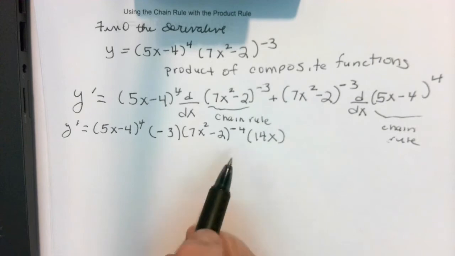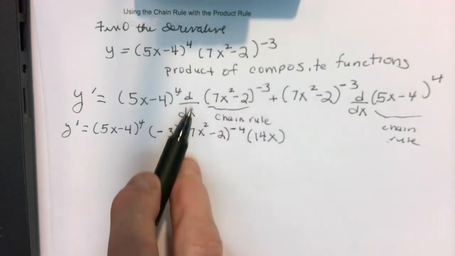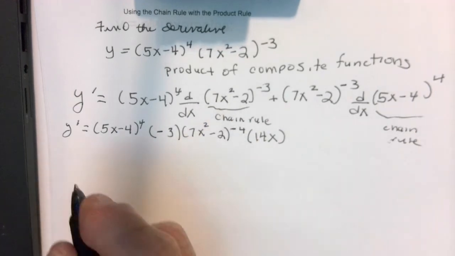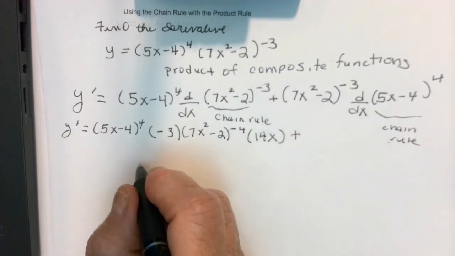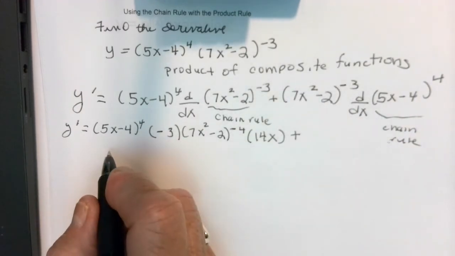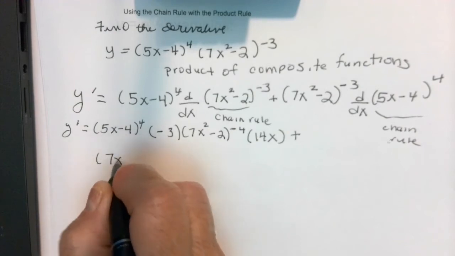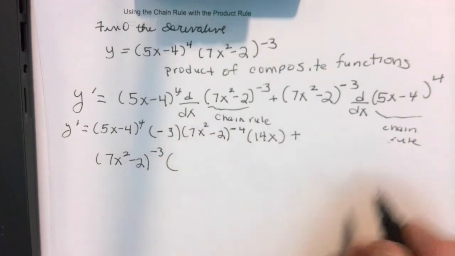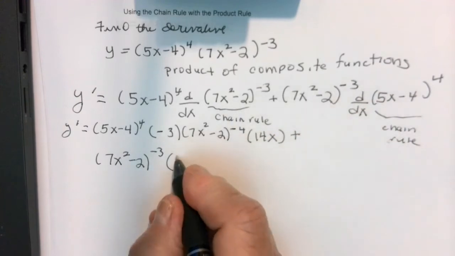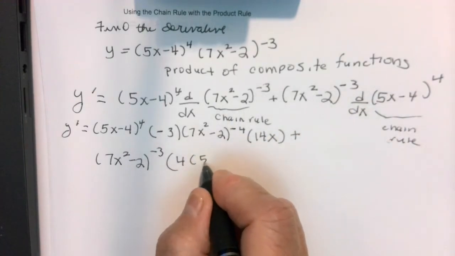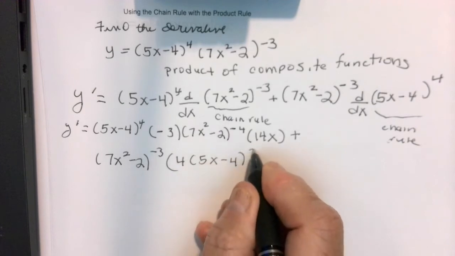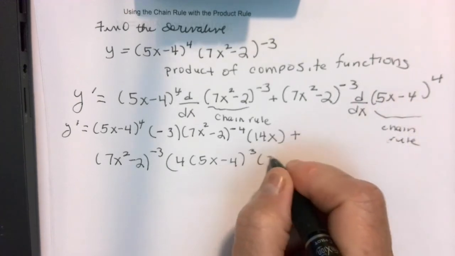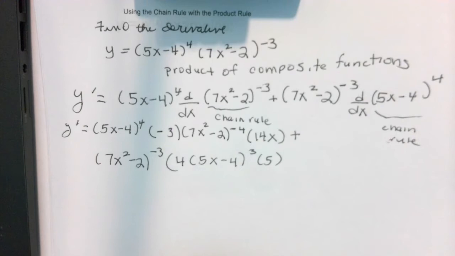Now that's just the first part. So I've got this times the derivative of this. So bring down the minus 3, subtract 1 from the exponent, times the derivative of the inside, plus the other part, which is this part over here, but I'm going to write it below. We've got the 7x squared minus 2 raised to the minus 3. And then I'm going to do the derivative of this. So I'm going to bring down the 4, multiply it times the 5x minus 4, subtract 1 from the exponent, and then multiply times the derivative of the inside. So this is what I have.